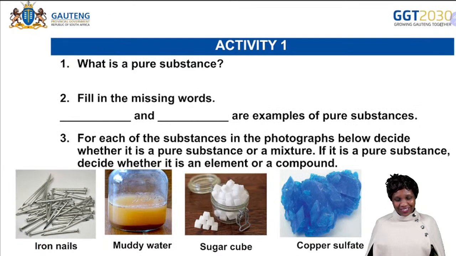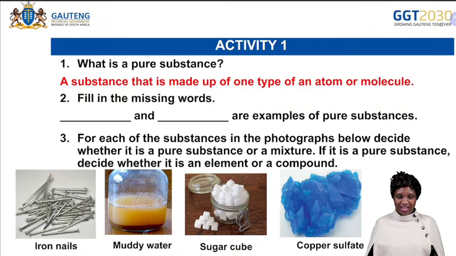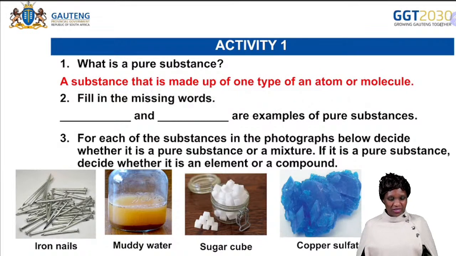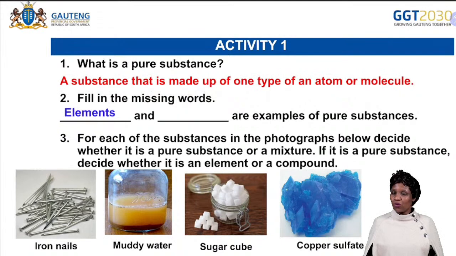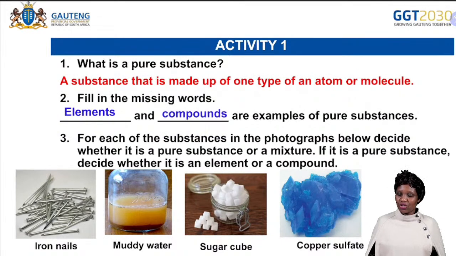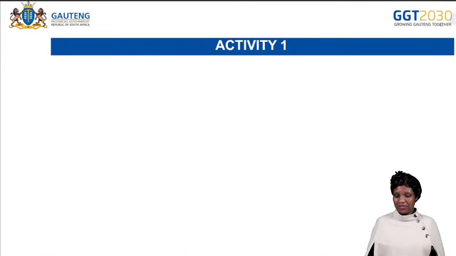Good. You are done writing the activity. Let's check the answers together. For question number 1, what is a pure substance? A pure substance is made up of only one type of atoms or molecule. And then fill in the missing words. Elements and compounds are examples of pure substances.